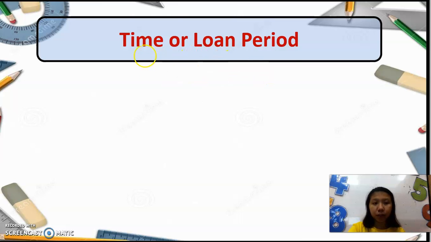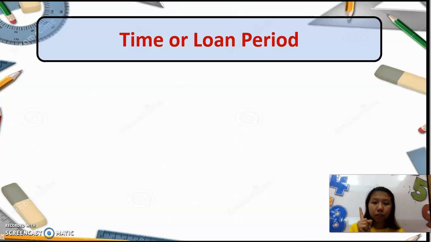Okay, and then last one, we have the time or the loan period, and make sure that you convert it into years. So for example, if the given time is in months, you need to convert it to years. For example, you need to divide the number of months by 12 because we have 12 months in a year. And then if we have days, we can use 3 different ways. So we have 3 different divisors when it comes to days.